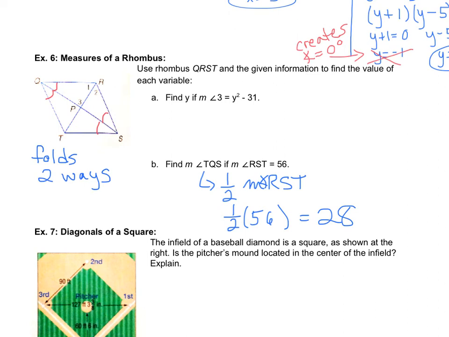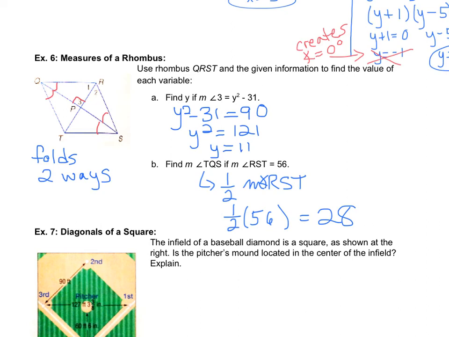Let's jump back up to A. If we want to find y, if the measure of angle 3 is y squared minus 31, remember the particular property here for a rhombus is that the diagonals are perpendicular. So that's easy. Y squared minus 31 then has to be equal to 90. Y squared equals 121. Oh, you know what? That's a pretty familiar number. I've worked with that before. Y has to be 11.